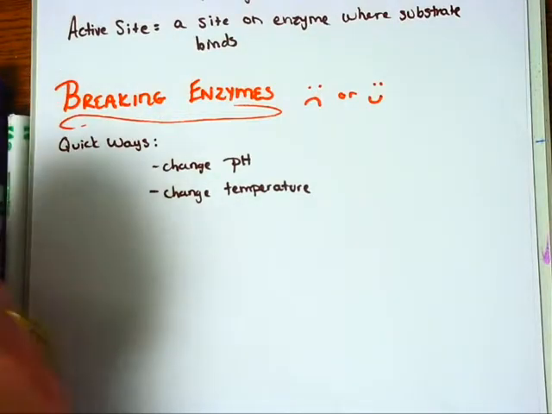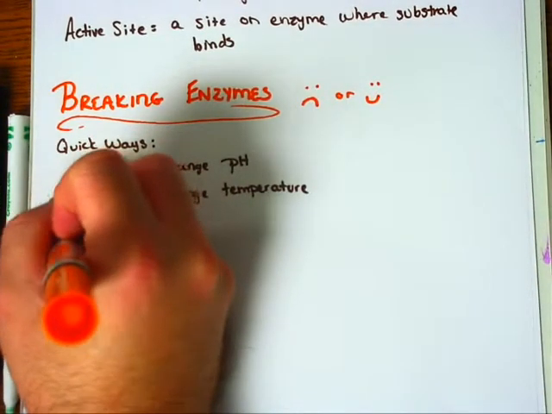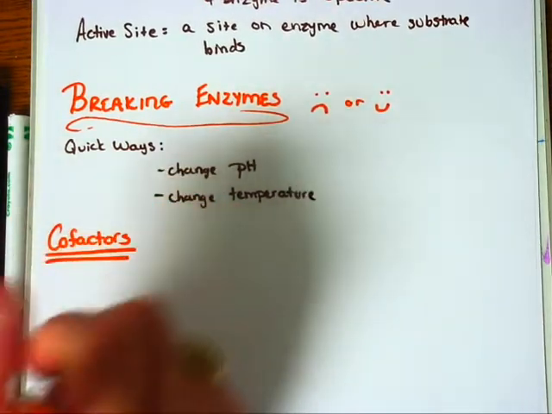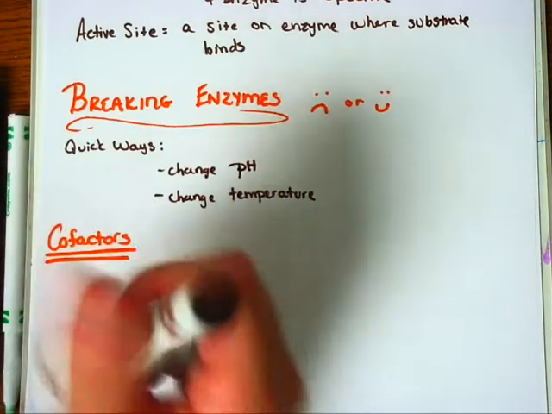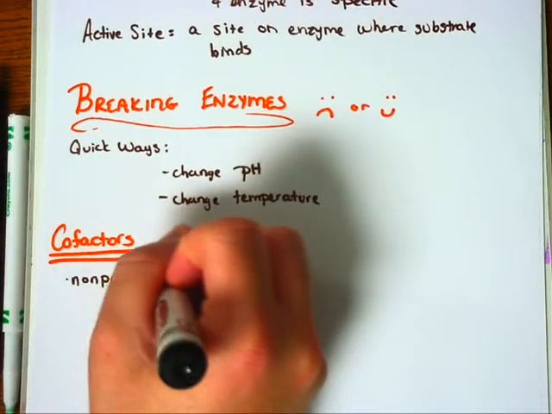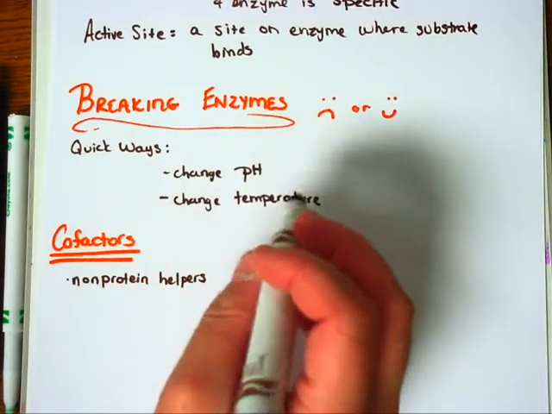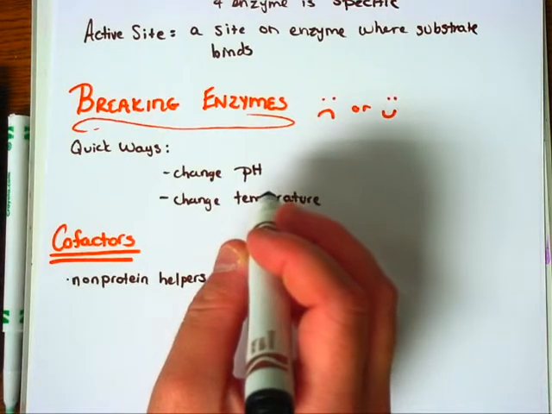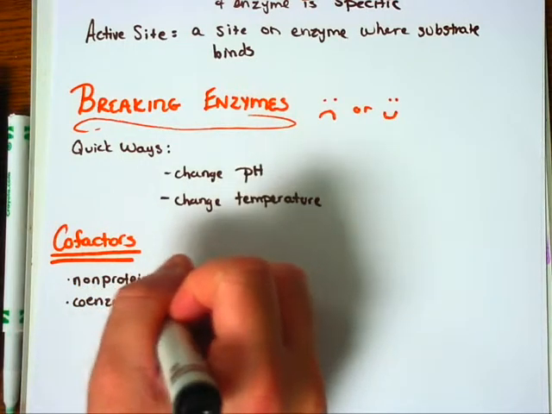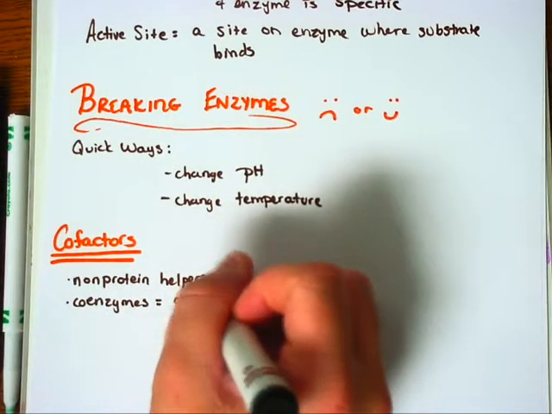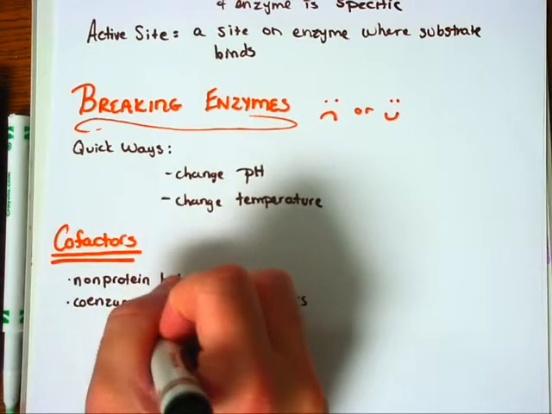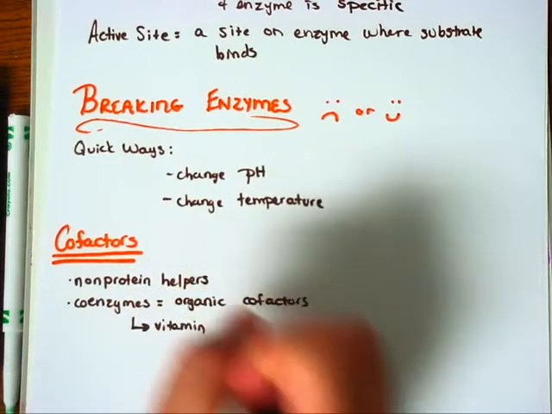Now let's talk a little bit about cofactors. When we think about co, what's that prefix co go for? Yeah, something that helps. These are non-protein helpers. Coenzymes are organic cofactors. A good example of a coenzyme would be a vitamin. B6, B12, all the vitamins that you ingest.